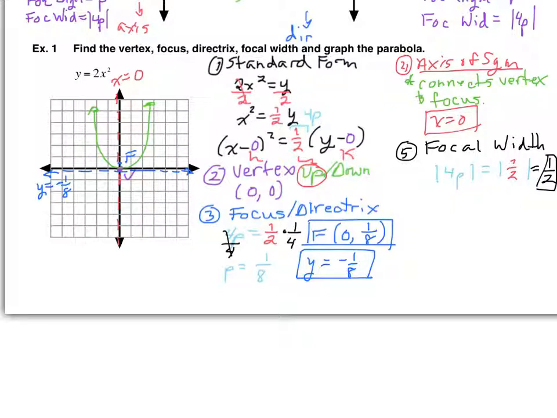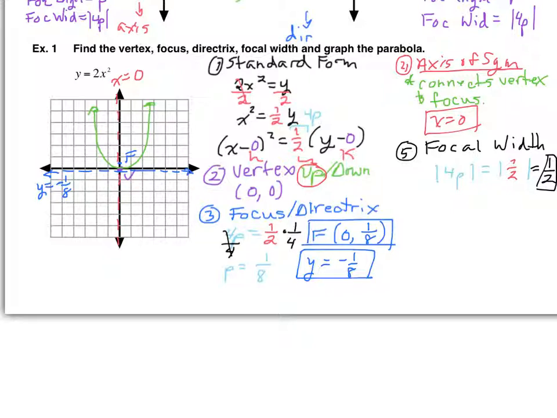P is 1/8, that's your focal length. Focal width, 1/2. All right, so any questions on that? Did I use any formulas really other than the standard equation? No, so I don't memorize them.